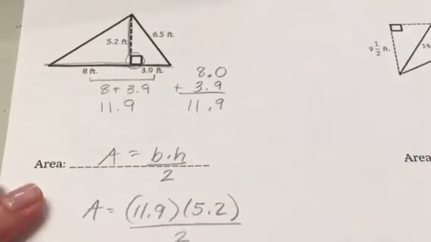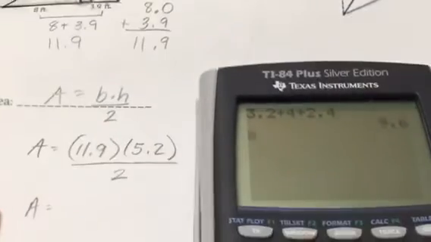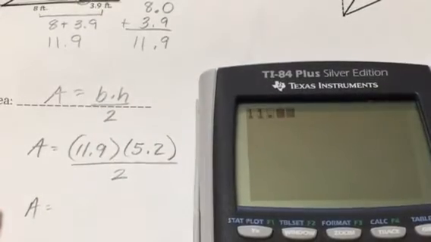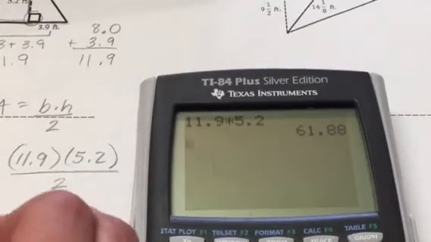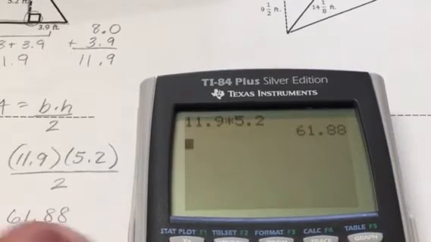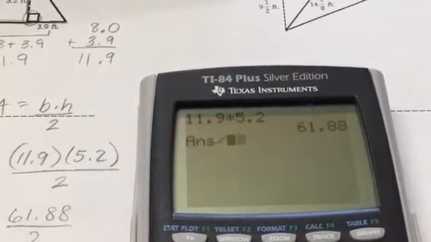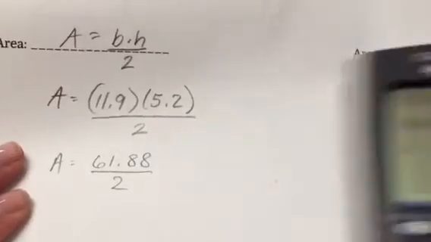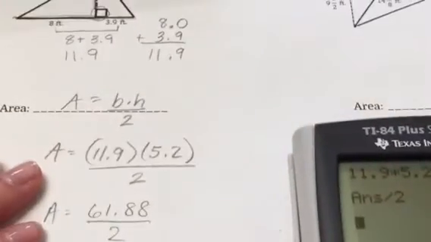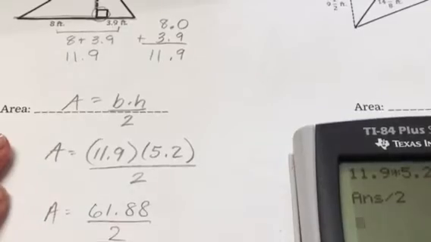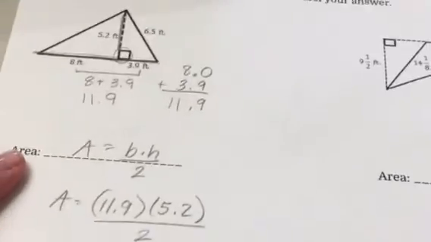Okay, so in my calculator, I'm going to type in 11.9 times 5.2, and I get 61.88. Divided by 2 would be 30.94 feet squared. Okay.